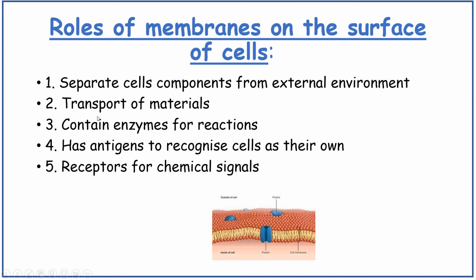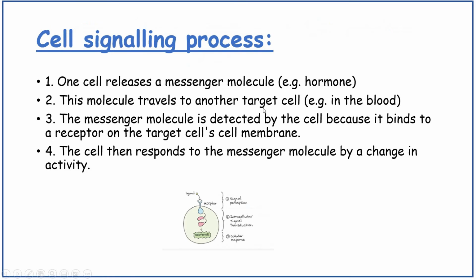Roles of membranes on the surface of cells are to separate the cell's components from the external environment, to transport materials. They contain enzymes for reactions, have antigens to recognise cells as their own, and have receptors for chemical signals.